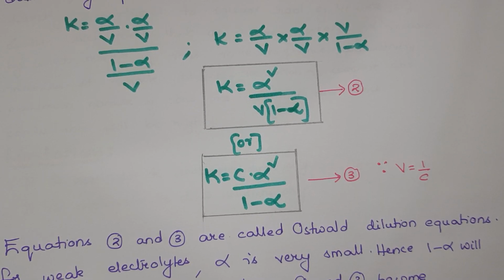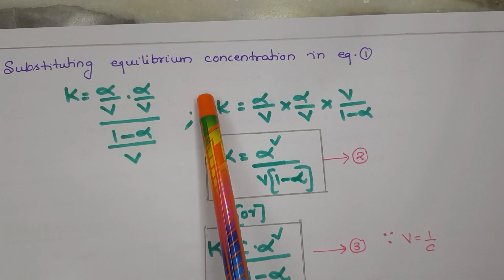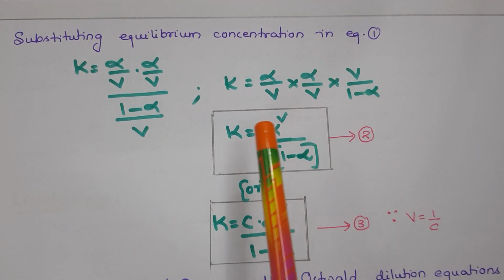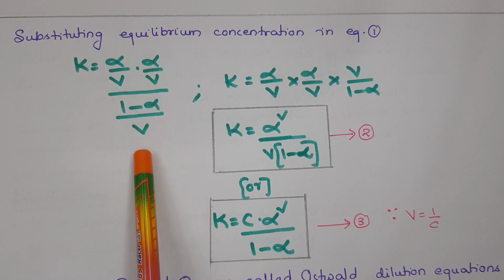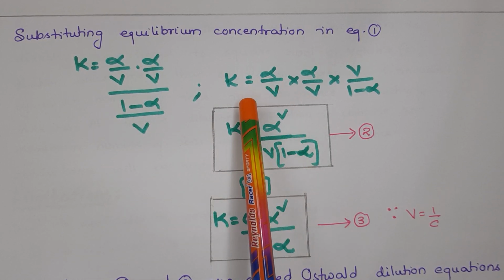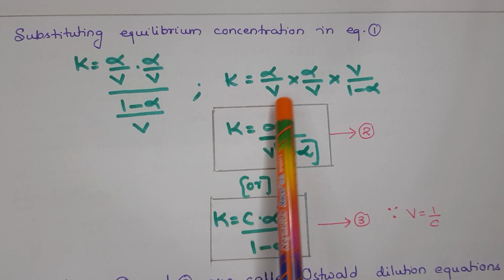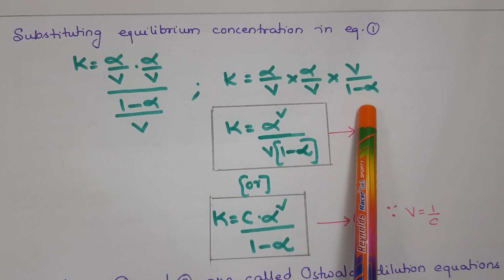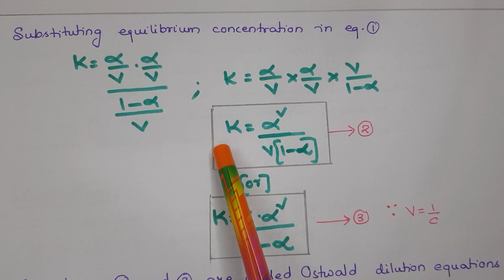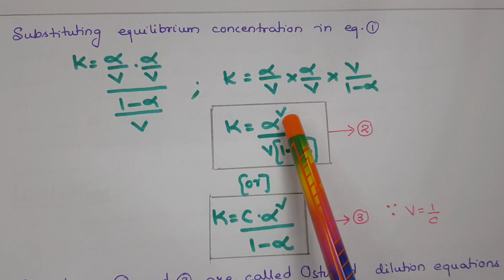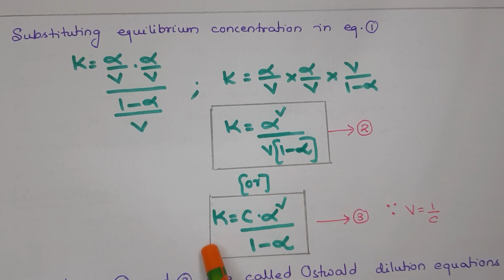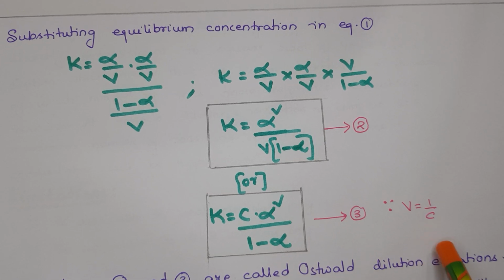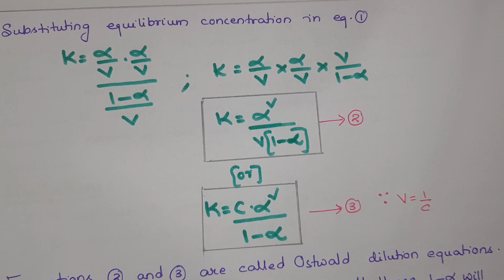Again, students, substituting equilibrium concentrations in equation 1. K equals alpha by V into alpha by V by (1 minus alpha) by V. After simplifying, this and this get cancelled. What remains? Alpha square by V into (1 minus alpha). The same can be written as K equals C into alpha square by (1 minus alpha), since V equals 1 by C.